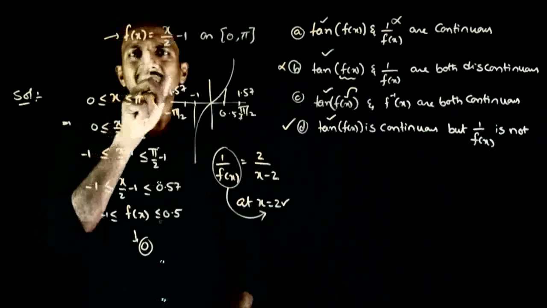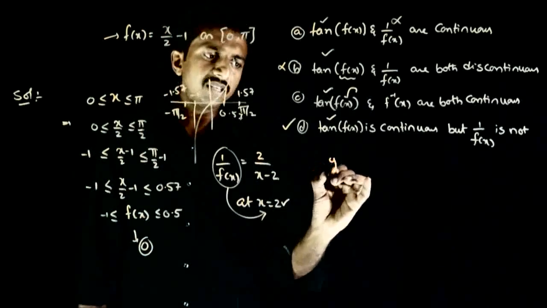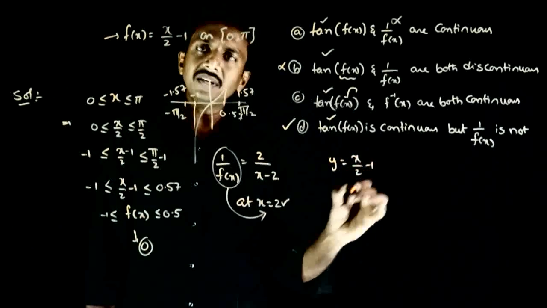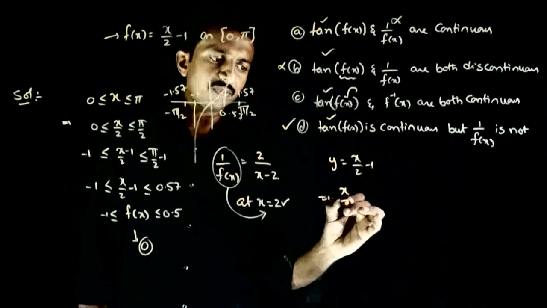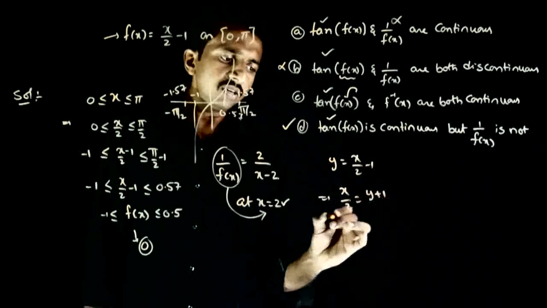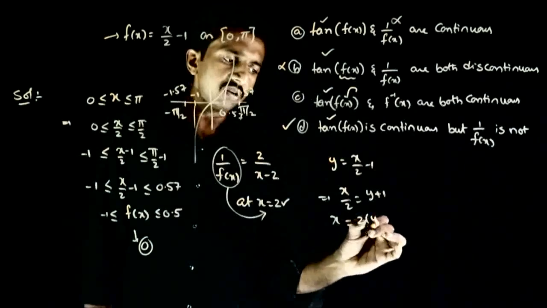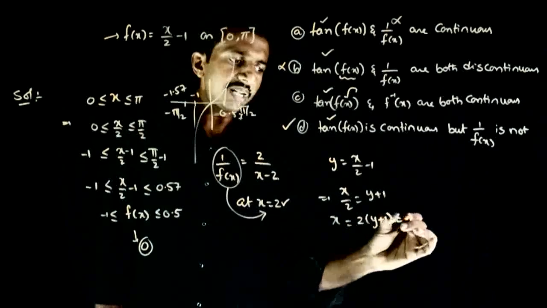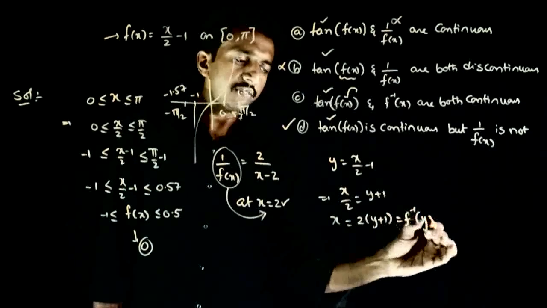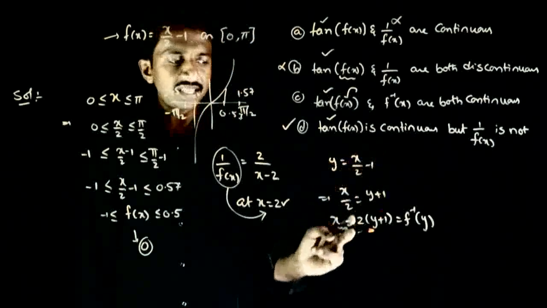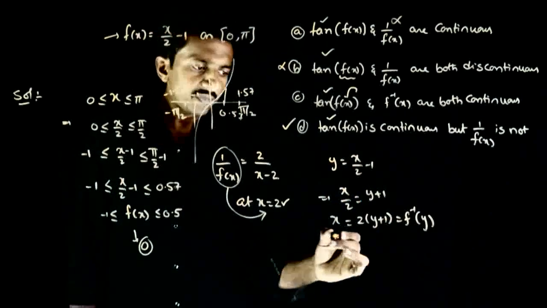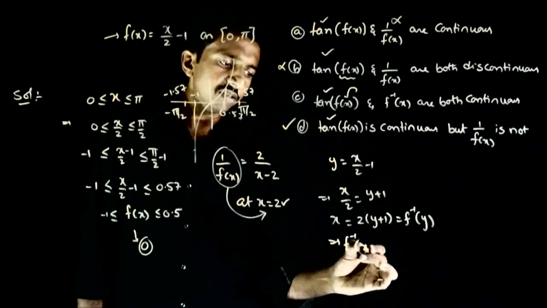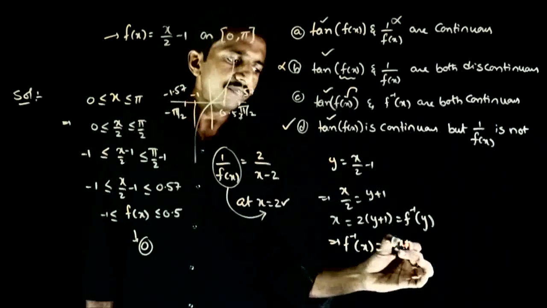So you can see f of x is a linear function. So y is equal to x by 2 minus 1. So what is f inverse of x? X by 2 is equal to y plus 1. X is equal to 2 times y plus 1. This is nothing but f inverse of y. Y is equal to f of x, so x is equal to f inverse of y will come. This implies f inverse of x is equal to 2 times x plus 1.